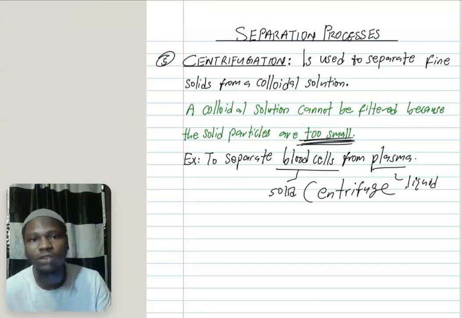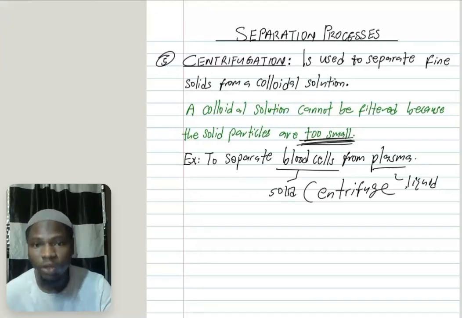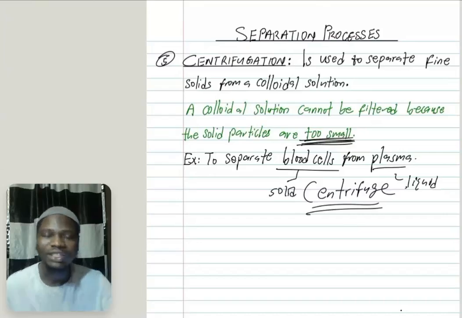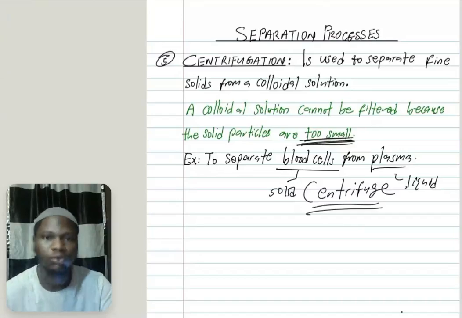Now, what do we use centrifugation for? It's mostly used in hospitals and laboratories to separate blood cells from plasma. Remember, the blood cells are the solid component of the blood, while the plasma is the liquid component of the blood. So a way to separate them is using what we call a centrifuge. It's like a round machine like this with test tubes all around it. So that's that for that.